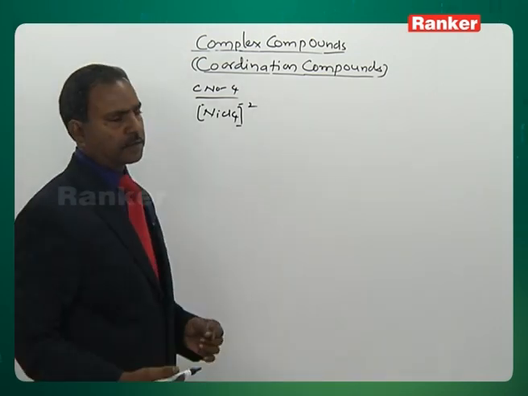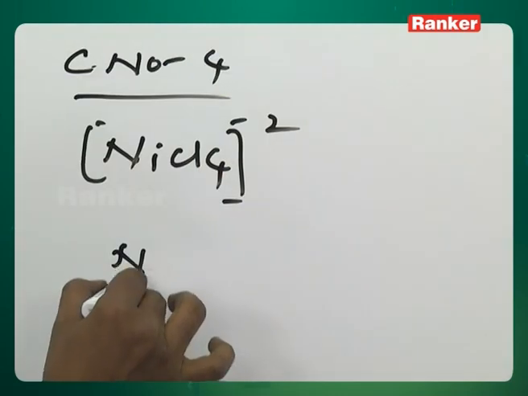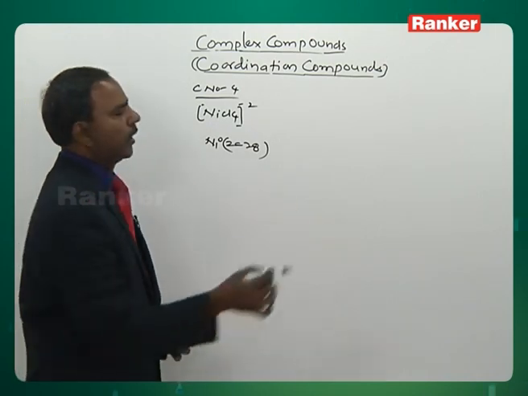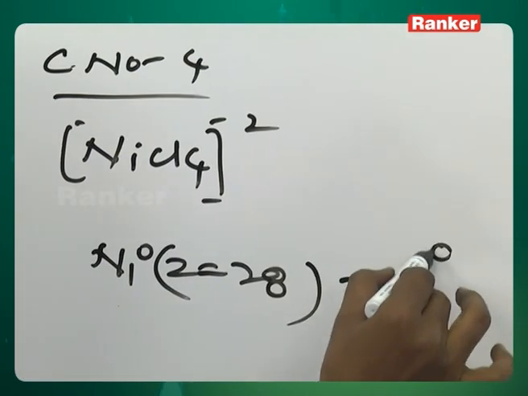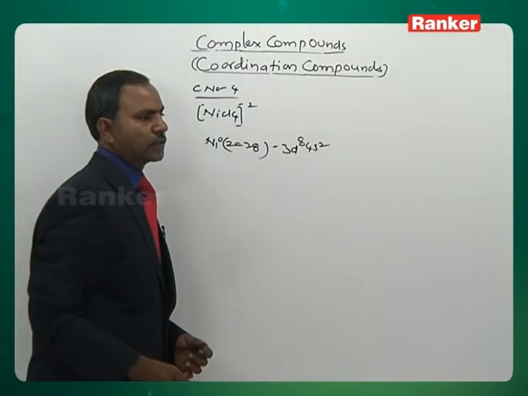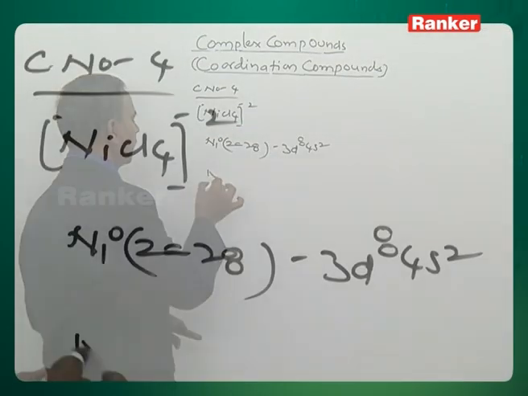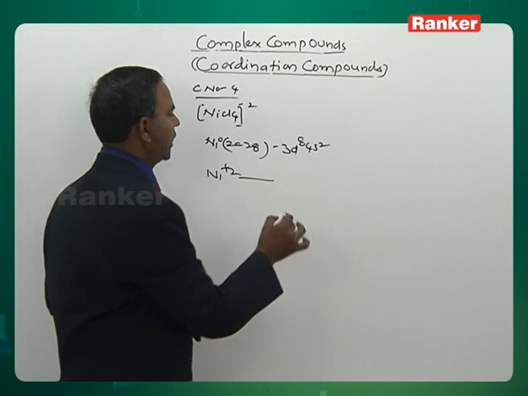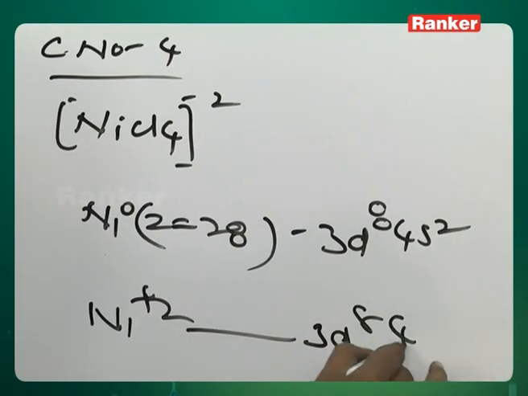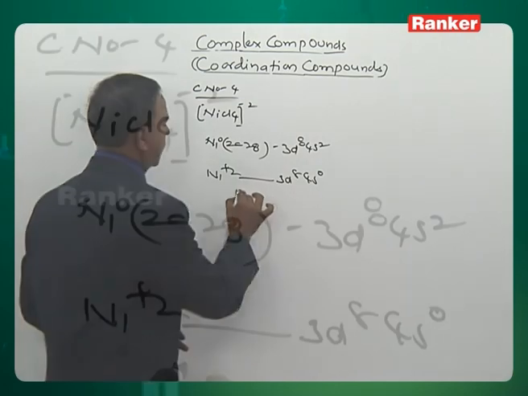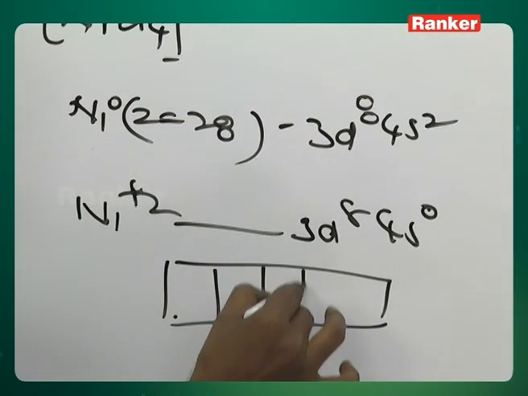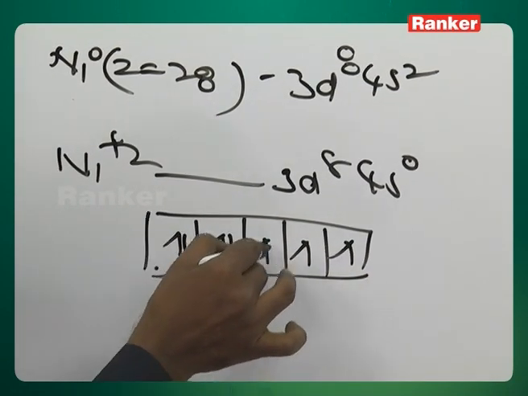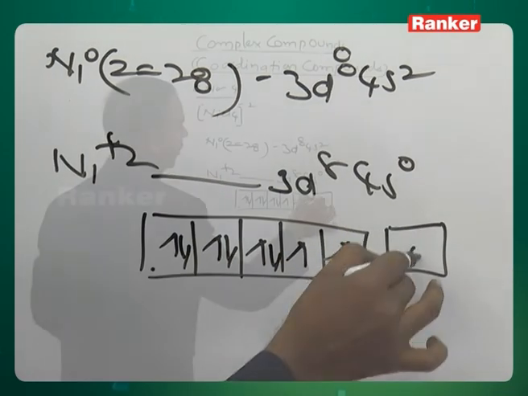Then let us follow the same steps that we have taken in coordination number 6. Yes, now nickel, Z is equal to 28. Its configuration is 3d8 4s2. What is the oxidation number? See, nickel is in the +2 oxidation state. The remaining configuration is what? 3d8 4s0. Now, the arrangement of electrons in d orbitals. Check it. Now, 1, 2, 3, 4, 5, 6, 7, 8. This is the arrangement of electrons.